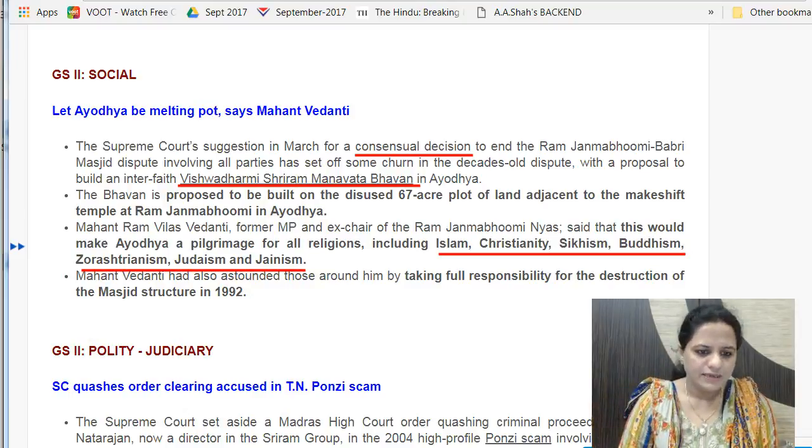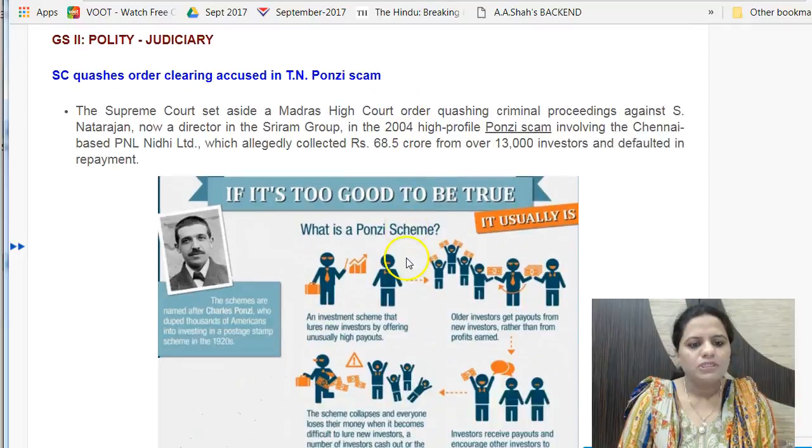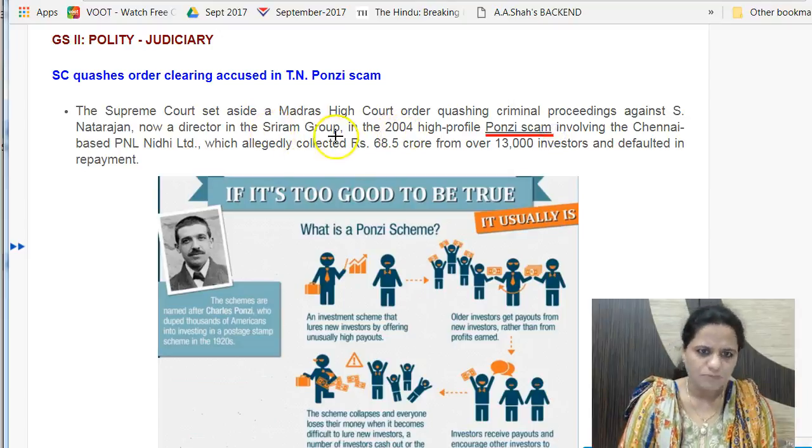Then the next news item is Supreme Court quashes order clearing accused in TN Ponzi scam. So this is the Tamil Nadu Ponzi scam. You should understand what a Ponzi scam is. This particular scam may not be important. This is a 2004 scam in which Sri Ram Group was involved. Here it was PNL Nidhi Limited.